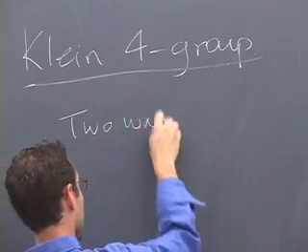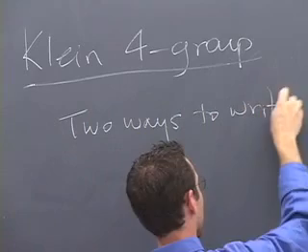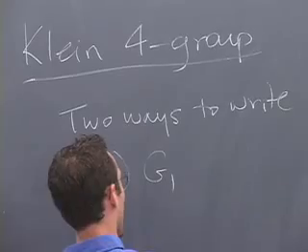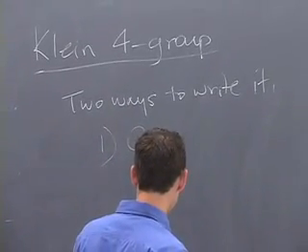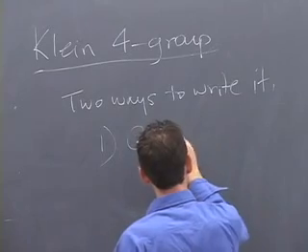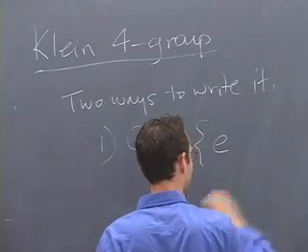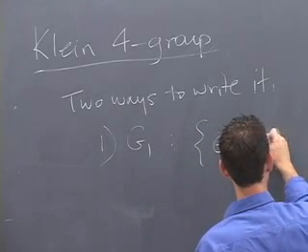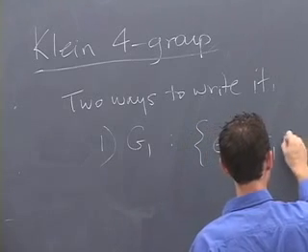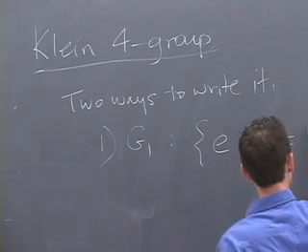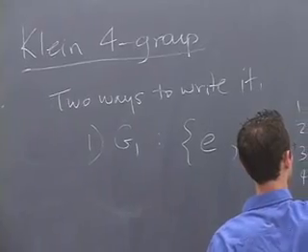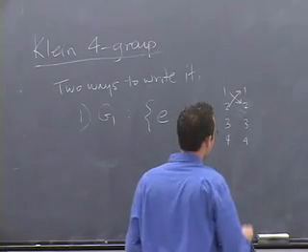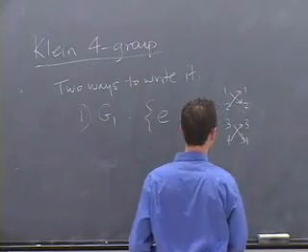There are two ways to write it. So the first one, call it G1. I have just the identity, E. I'll take something, I guess I'll call tau1, and I'll define it as follows. It'll take 1 to 2 and 2 back to 1. And it'll also exchange 3 and 4.